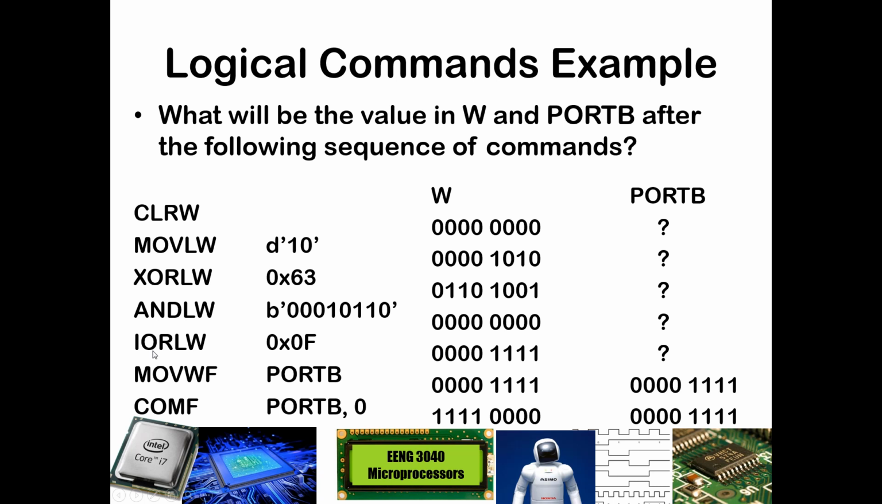Now we're going to move W over to port B. So here's now the value of W put over to port B. And then we're going to complement what's in port B, but we're going to put the results back in W. So port B stays the same, but now we have the exact opposite. All the zeros flip to ones, all the ones flip to zeros, and that is stored into W.